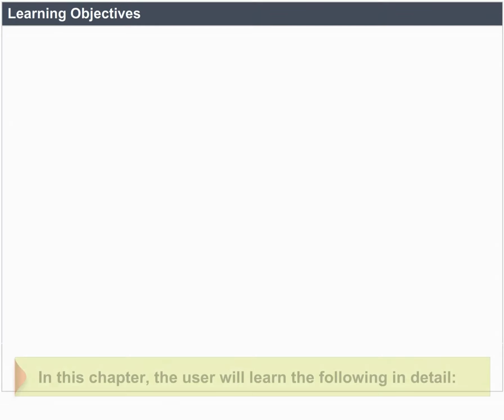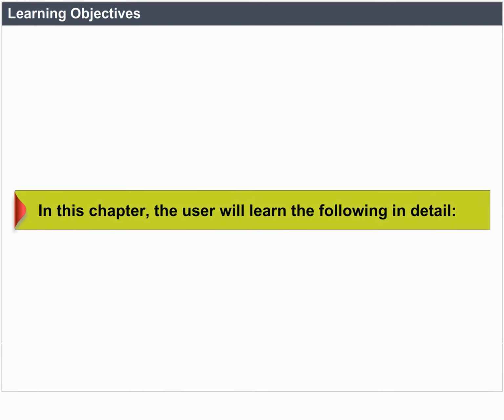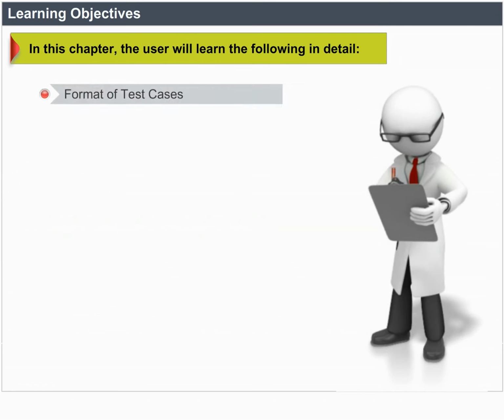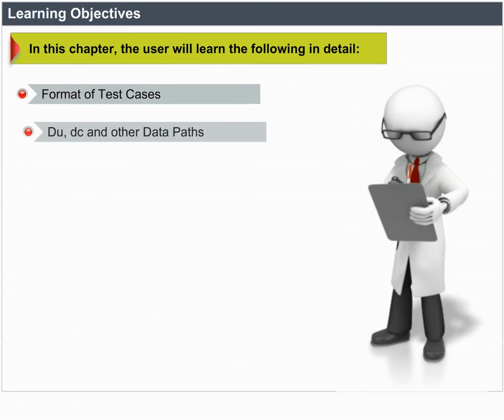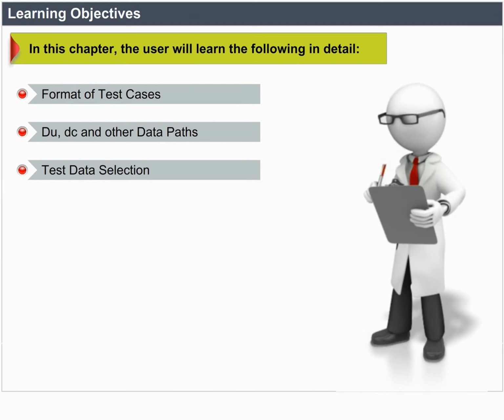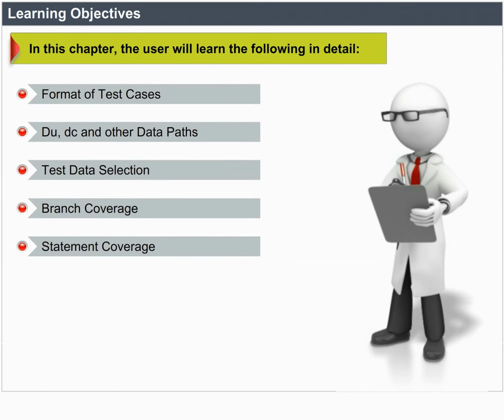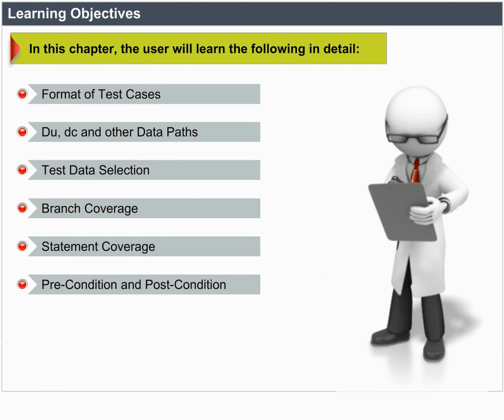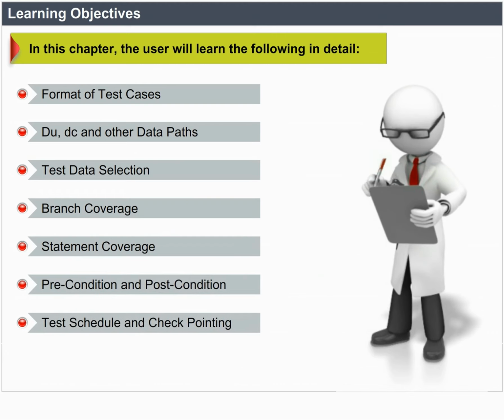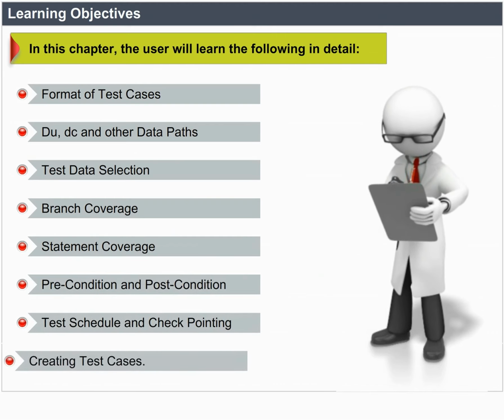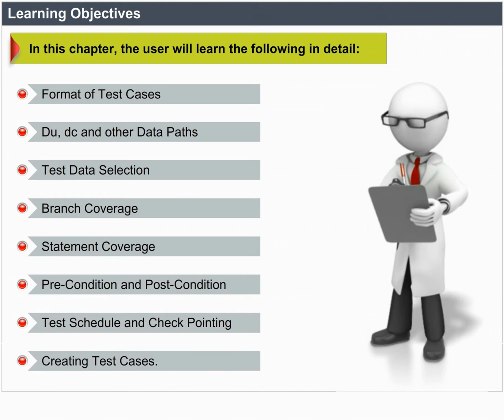Learning objectives. In this chapter, the user will learn the following in detail: format of test cases, DU, DC and other data paths, test data selection, branch coverage, statement coverage, precondition and postcondition, test schedule and checkpointing, creating test cases.